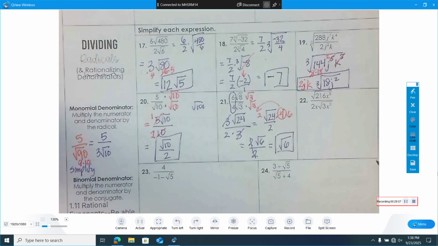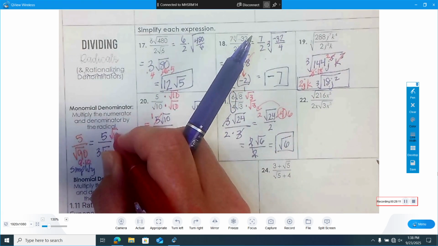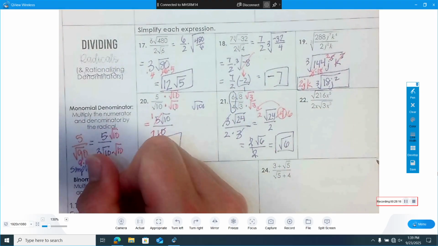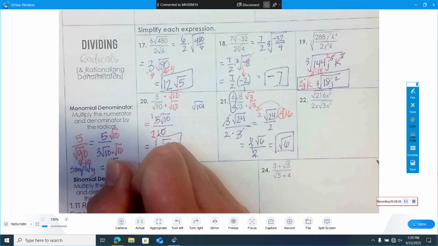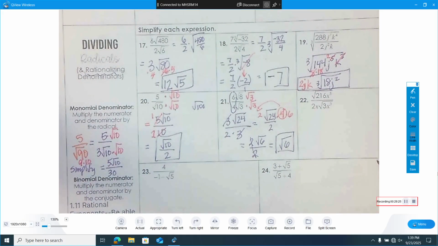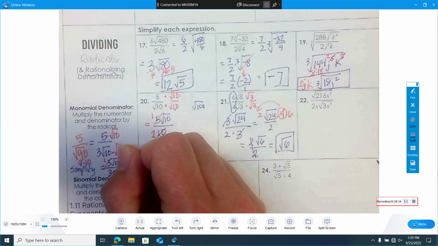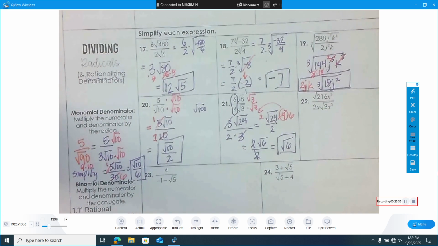How do I get rid of the radical? Multiply by radical 10 on top and bottom. And so in my numerator, I get 5 radical 10 over 30. And then what can I reduce now? 5 and 30. The 5 and the 30. 5 goes into 5 once, and 5 goes into 30 6 times. So radical 10 over 6 for that final answer.